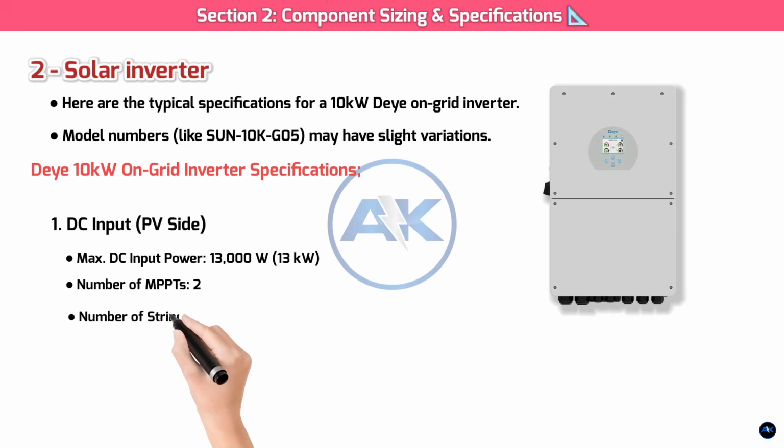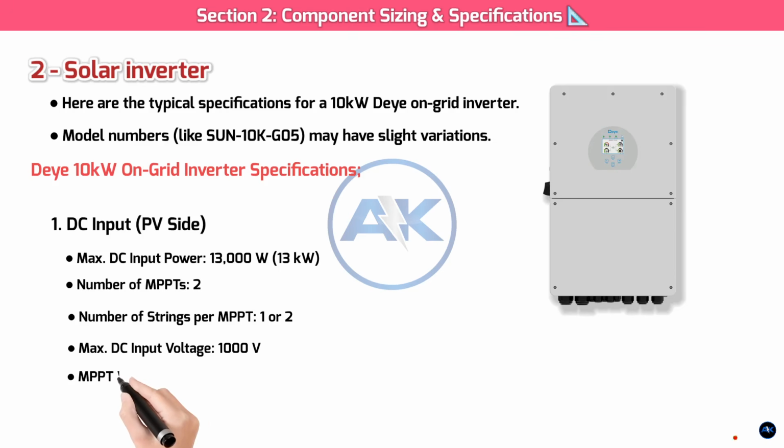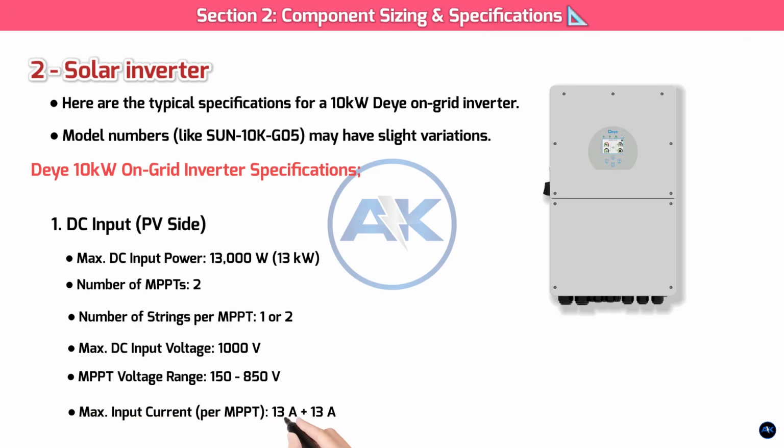Number of strings per MPPT: 1 or 2. Max DC input voltage 1000 volts. This is the highest voltage the inverter can handle from the solar panels. MPPT voltage range 150 to 850 volts. The inverter operates most efficiently within this voltage range. Your solar panel strings must be sized to stay within this range. Maximum input current per MPPT 13 amps plus 13 amps. This is the maximum current from each solar string the inverter can handle.